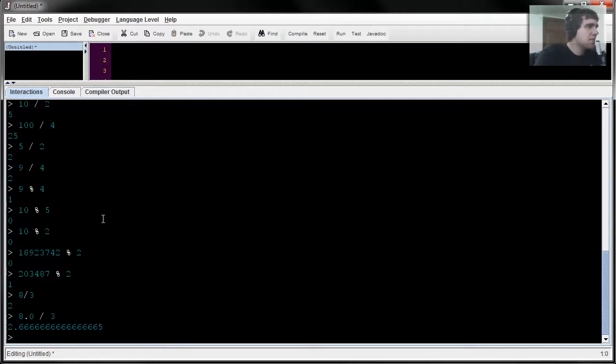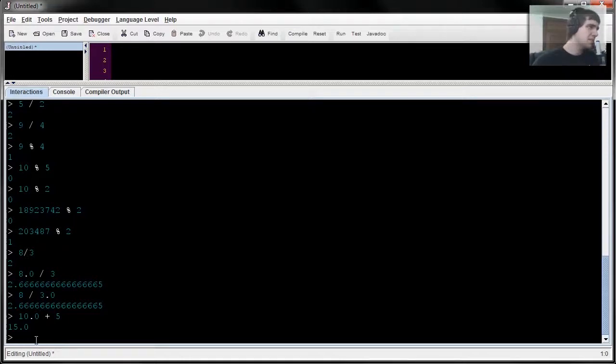So there you saw 8.0 divided by 3. It works the other way around, 8 divided by 3.0, and you'll get the same answer. Anytime one of the operands is a decimal value, you will get a decimal result. Even if I had something that only requires integers, like 10.0 plus 5, it's going to give me back the answer as a decimal, as you can see.